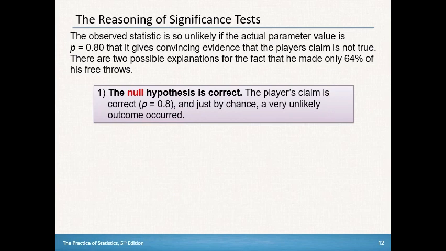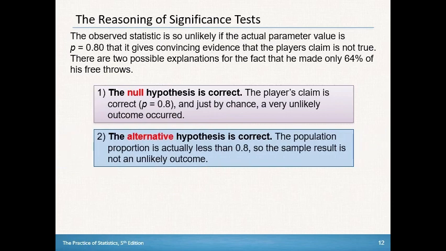The null hypothesis, that is, that he's an 80% free throw shooter, is actually correct, and he just happened to have performed badly, right? That he just, by dumb luck, only made 64%. It happens 3 out of 400 times, so it's certainly possible, but just not very likely. So that's one possibility, that even though he did really badly in his sample, he really is an 80% free throw shooter, and it's just a very unlikely outcome is what happened.